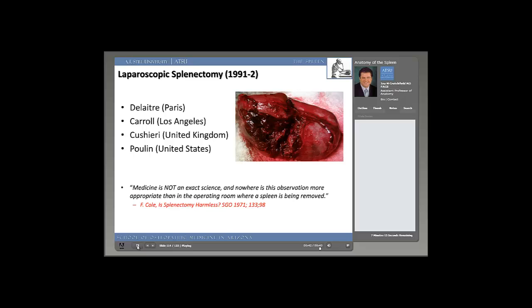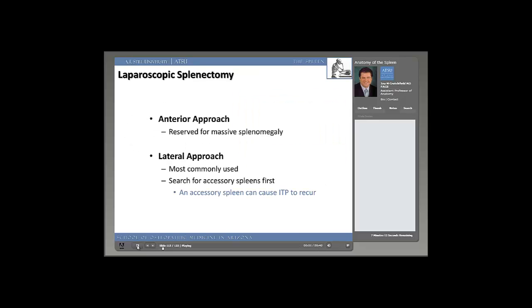You've already seen cases of massive splenomegaly, where the patient had their spleen removed lying in the supine position flat on the operating room table. The lateral approach, with the patient lying with his right side down, performed for a laparoscopic splenectomy, is usually reserved for smaller spleens that are more accessible. But remember, you might want to remind the surgeon that he doesn't need to charge in and remove the spleen. He should first make an attempt to look for any accessory spleens. Accessory spleens can cause the disease process to recur, especially if we're talking about ITP.